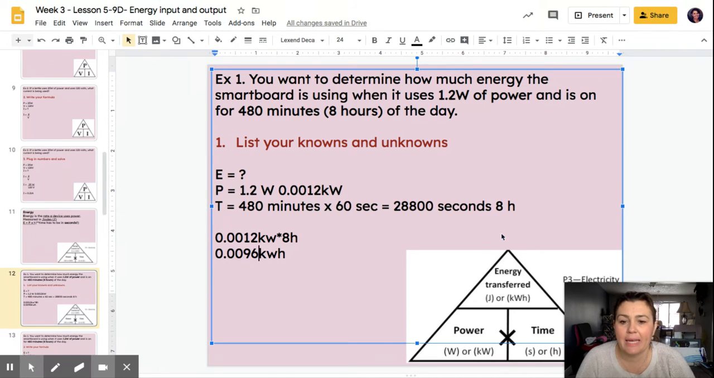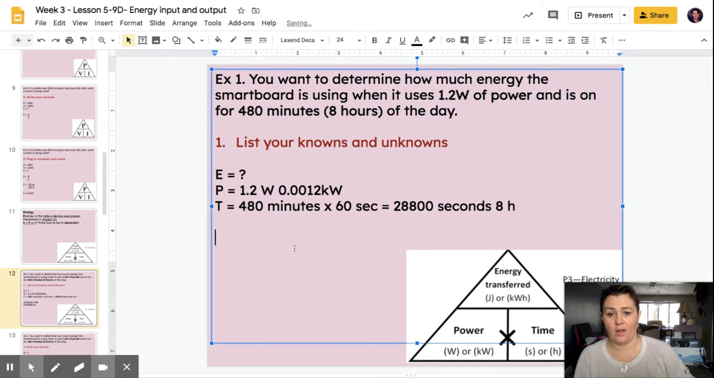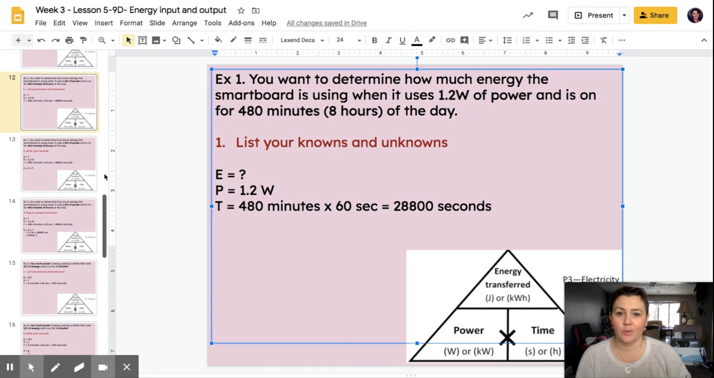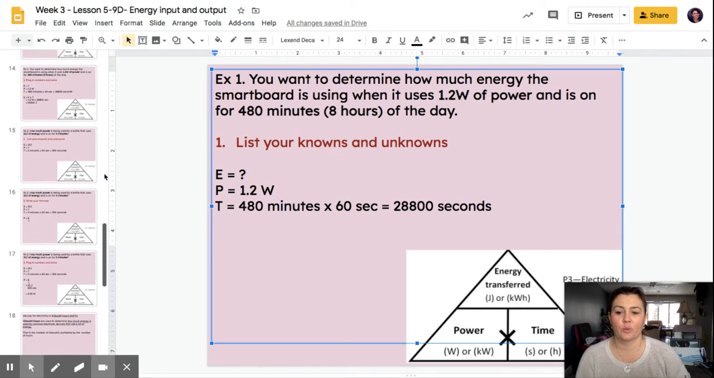We kept it as energy in joules. But I want you to understand you could do it in kilowatt hours. And a lot of times we do use kilowatt hours. So on your assignment, you're either going to have to determine if you should change it into kilowatts and hours, or if you should keep it as watts and turn time into seconds. So you have to remember both. You're probably going to want to refer back to this video a couple times when you're doing your work today.